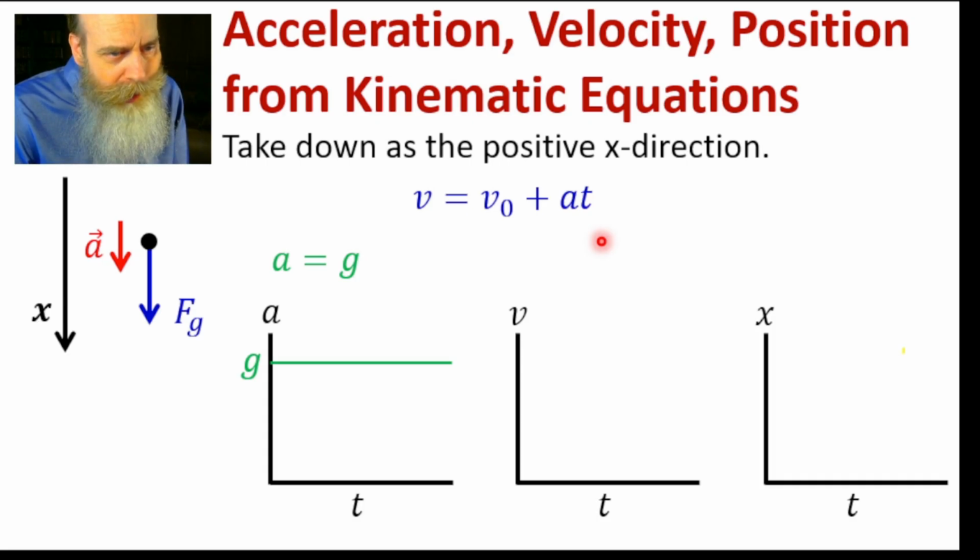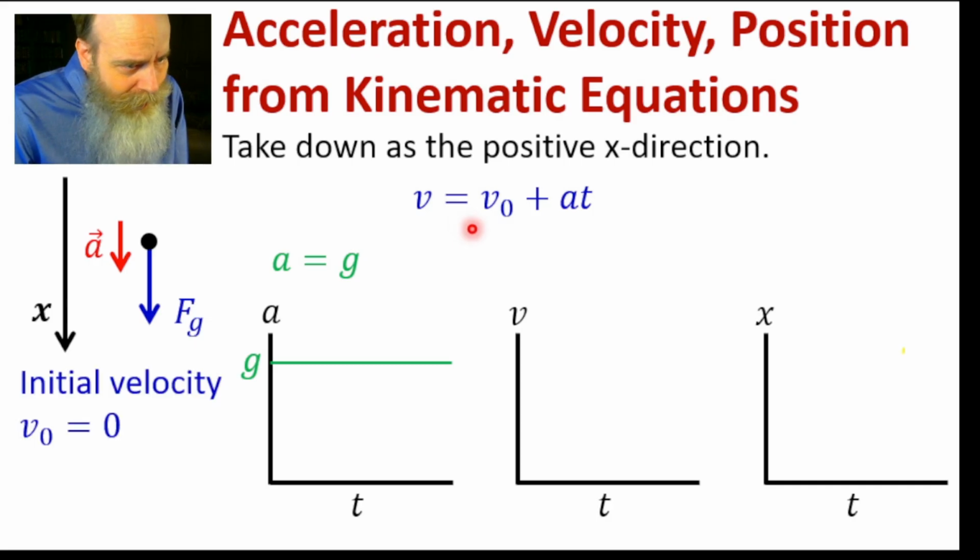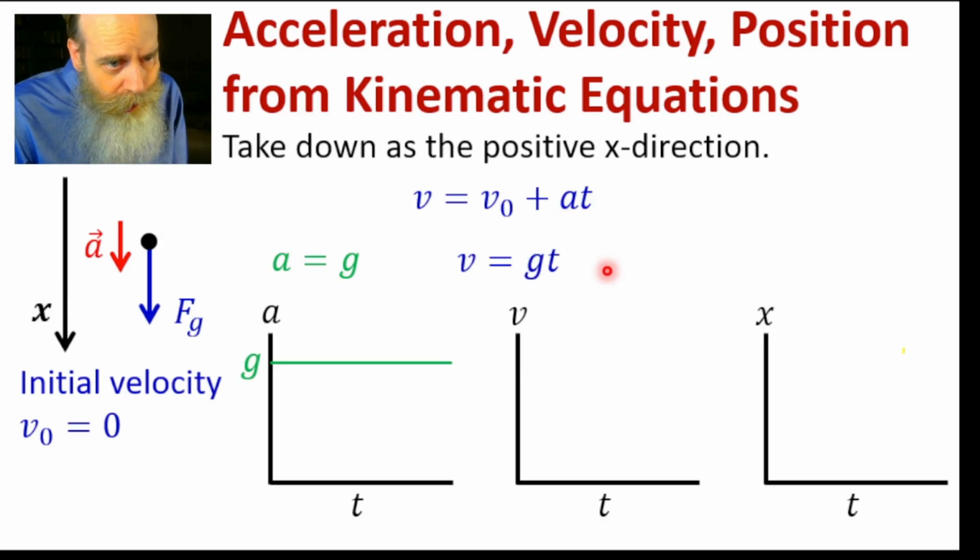To find velocity, let's use this kinematic equation. v equals v0 plus at. v0 is the initial velocity, and we'll make that equal to 0. The object was dropped from rest. And the acceleration is g, and so we get v equals gt. Well, that is a linear function with a slope of g, and when t equals 0, v equals 0. So this is the graph.